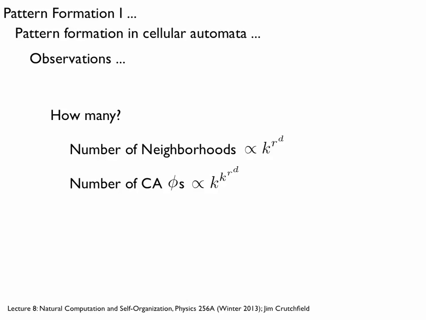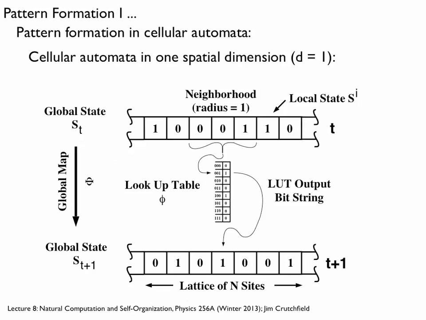I point this out just because very often as you go to larger alphabet, larger k, and larger radius, the number grows just incredibly fast, and cellular automata models become less helpful when you have many, many, many local states coupled to lots of neighbors. And sometimes it's better off just approximating them with a continuum model. Okay, so how are we going to think about this?